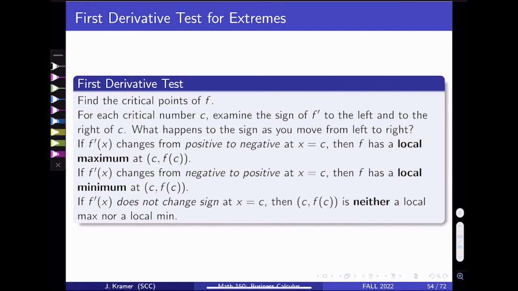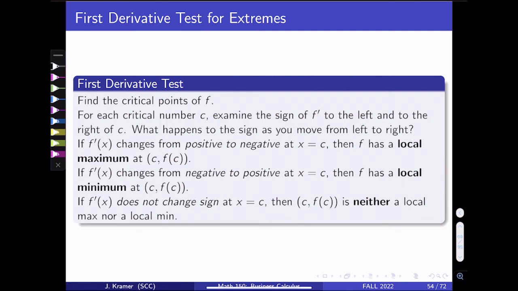So the first derivative test says to start by finding the critical points of f. For each critical number, examine the sign of f prime to the left and to the right of c. So you're going to use each critical point of f to break up a number line to create intervals to test around those critical numbers. You don't want to test the critical number because we know for a fact that if you plug the critical number into the first derivative, the output is going to be 0.